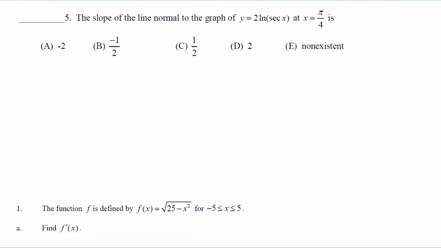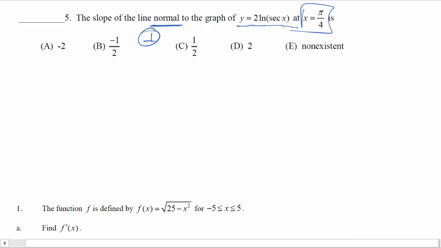Alright, last problem of the multiple choice is number 5. It's looking for the slope of the line normal to the graph. Normal, which means perpendicular, we know what we're going to have to do there, to the graph of y equals 2 ln of secant of x at this point, pi over 4. Now this is a no calculator question, because if it was, I could just plug it into my calculator, dy dx on the graph, and then take the answer and flip it.